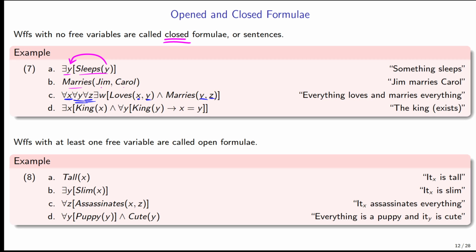Okay, the last one, a little bit more complicated, but this is still closed. Exists an x such that king x, so something is a king, and for all y, if y is a king, then x is equal to y. So here we have this x bound by the existential, and this y bound by the universal. So everything is bound here. These are closed. And this sentence would translate to the king exists. I don't think we'll talk about how we translate the, but this is sort of the strategy for it.